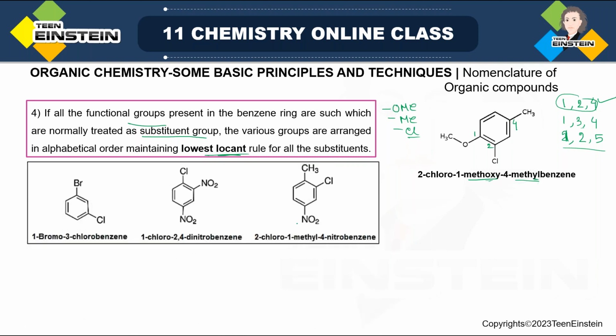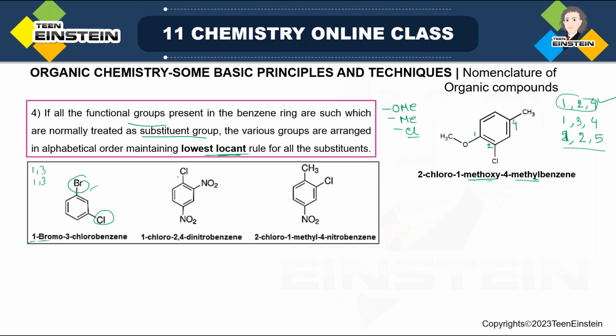Some more examples. We have bromo and chloro substituents, and whether you start from Cl, then bromine will be 3. If you start from bromine, chlorine will be 3. But here the lowest locant rule is not applicable because in both cases it is 1, 3, 1, 3. So simply give preference to Br. So that is why it is given the lowest number.